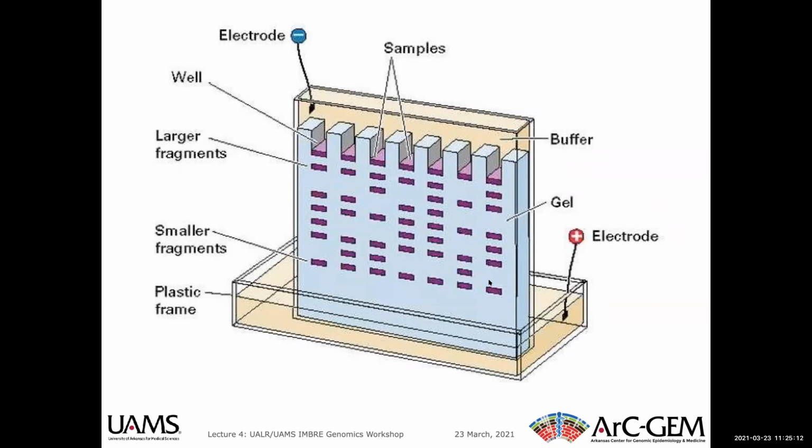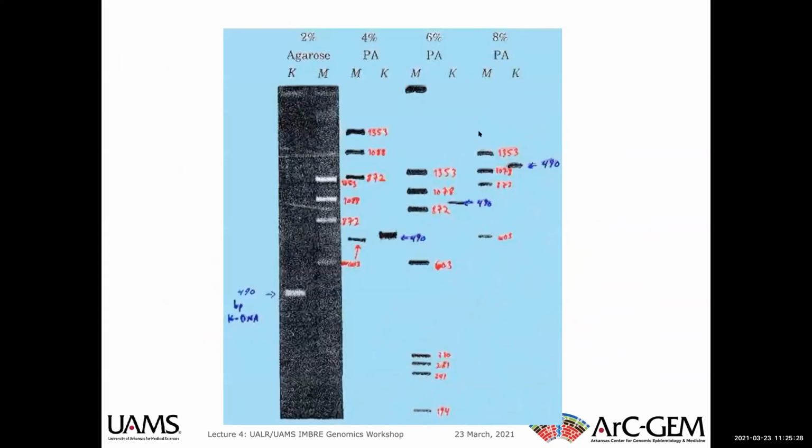Now the gel is a matrix, and the DNA has to snake around in the gel. Basically the shorter fragments run faster, and the longer fragments run slower. And this is from a gel, probably 30 or 40 years ago. This is part of my thesis project.